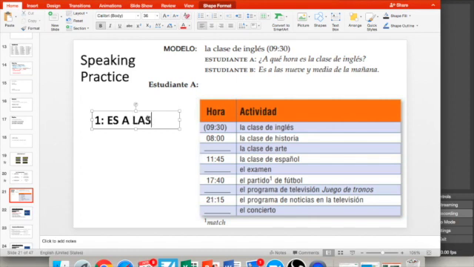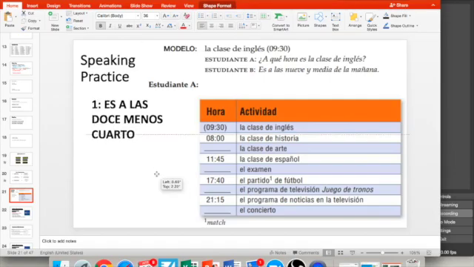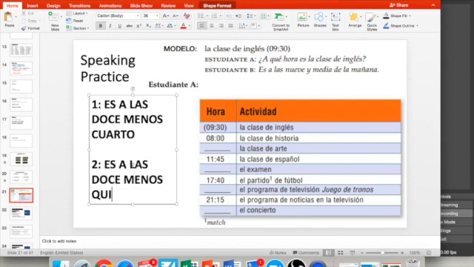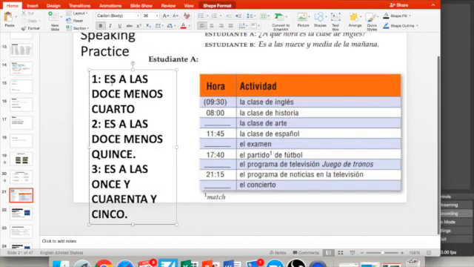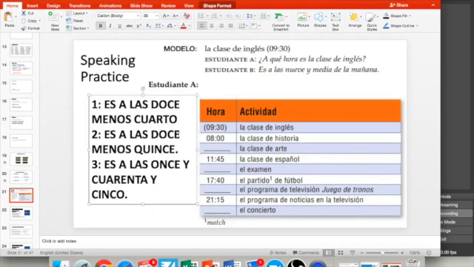Es a las 12, it's at 12, menos cuarto, that would mean that it's 12 o'clock minus a quarter. You could also say in this case that es a las 12 menos 15, it's 12 o'clock minus 15 minutes, or you can say es a las 11:45. So 3 different ways to say the exact same thing. It's at 12 o'clock minus a quarter, it's at 12 o'clock minus 15 minutes, or it's at 11:45. All of these communicate that the class is 11:45.